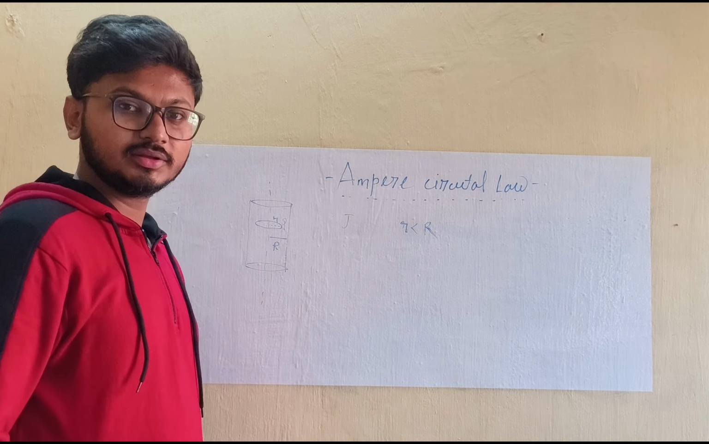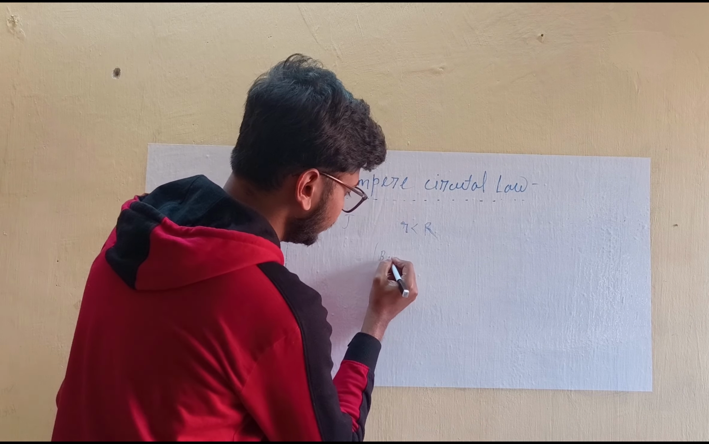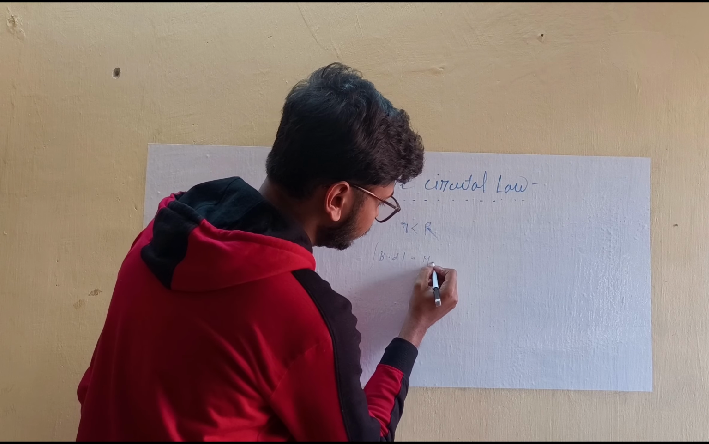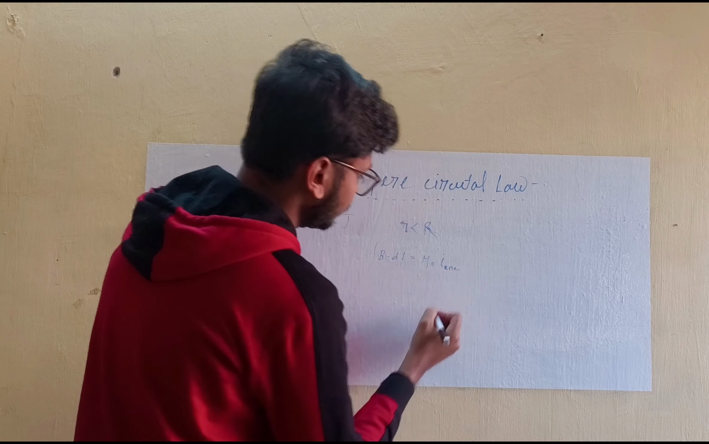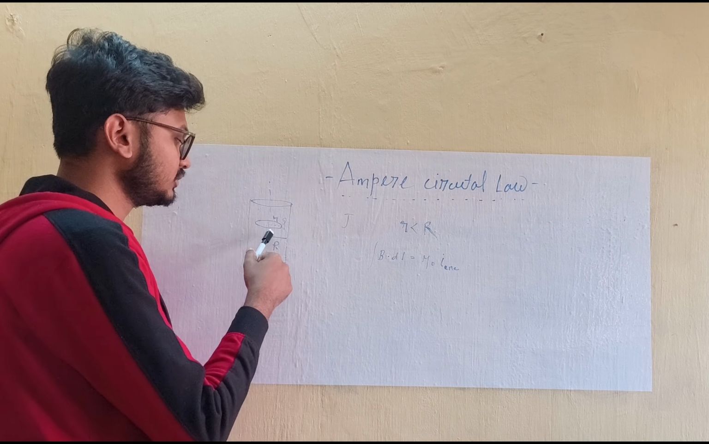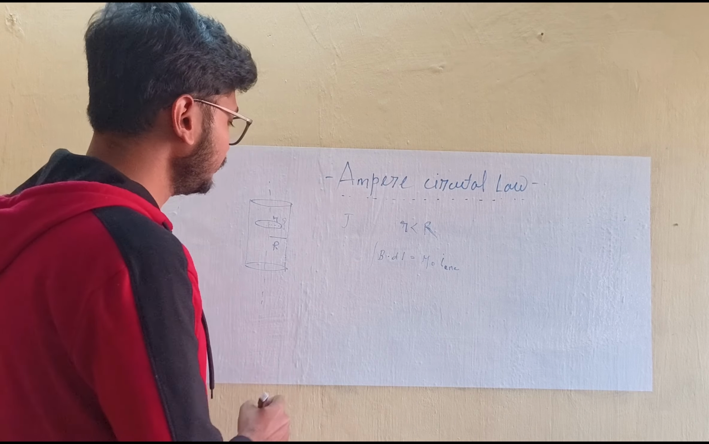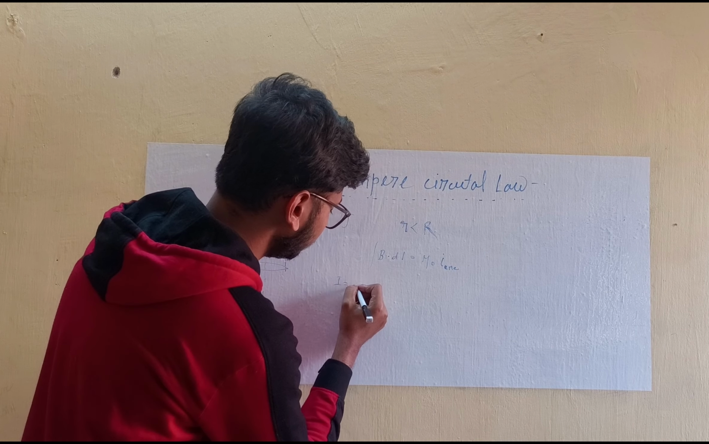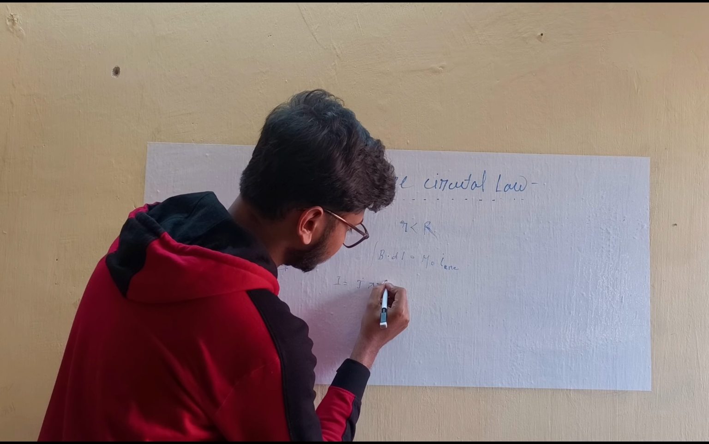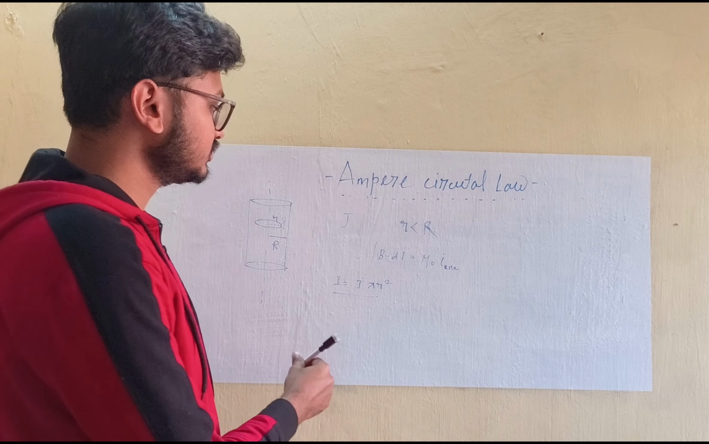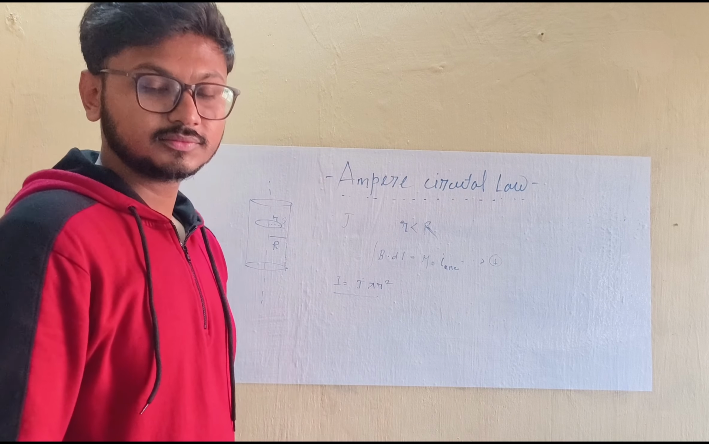To calculate the magnetic field, we will use again Ampere's circuital law, that is the closed integral of B dot dl equals mu 0 times I enclosed. Now, the current enclosed by that loop is basically the current inside that radius r. So it will be I equals J times pi r square. Now we will use that in equation 1.